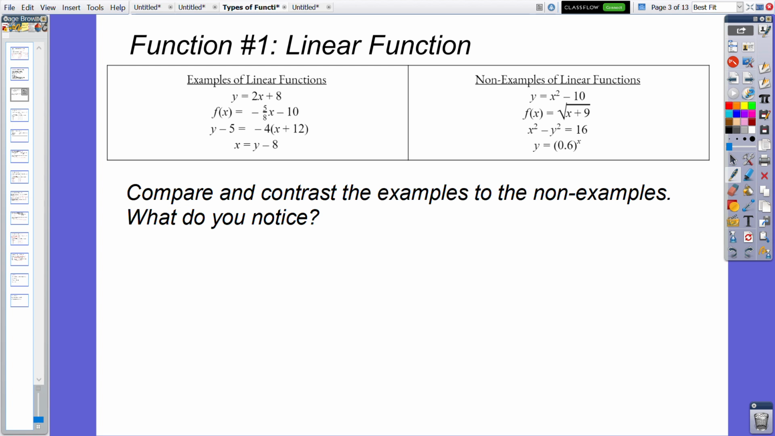Hey, Algebra 1, back with another video here. Today we're going to take a look at types of functions, their properties, and what their graphs look like.